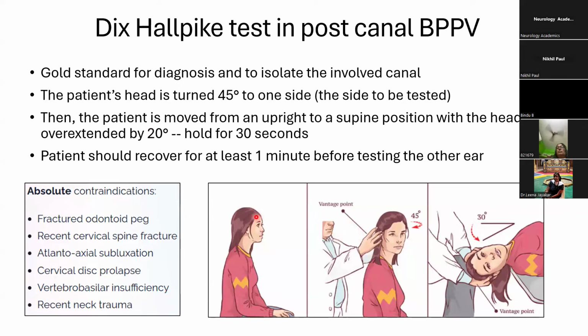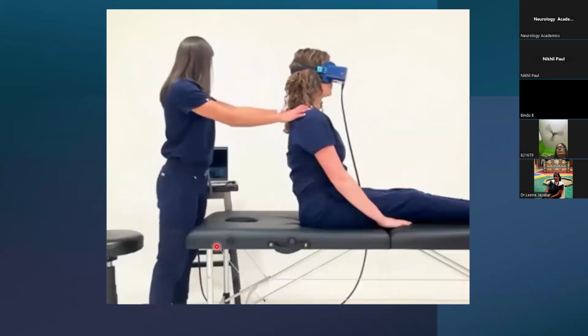So this Dix-Hallpike should not be done in certain conditions, when there are musculoskeletal problems involving the head and neck region, or something like a vertebrobasilar insufficiency. Otherwise, it can be done rather safely. So this is how it is done.